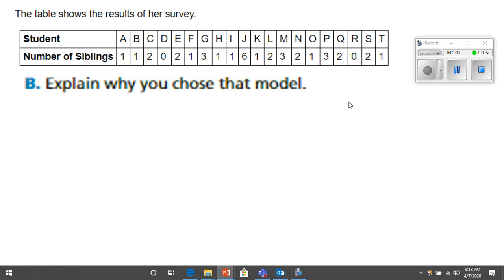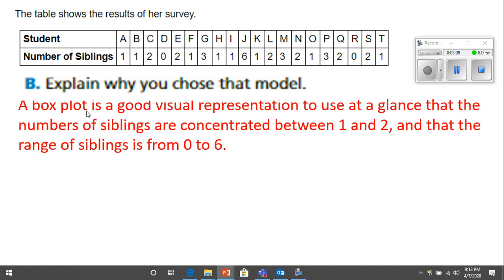Explain why you chose that model. Well, that's because a box plot is a good visual representation to use at a glance that the number of siblings are concentrated between 1 and 2, and that the range of siblings is from 0 to 6.